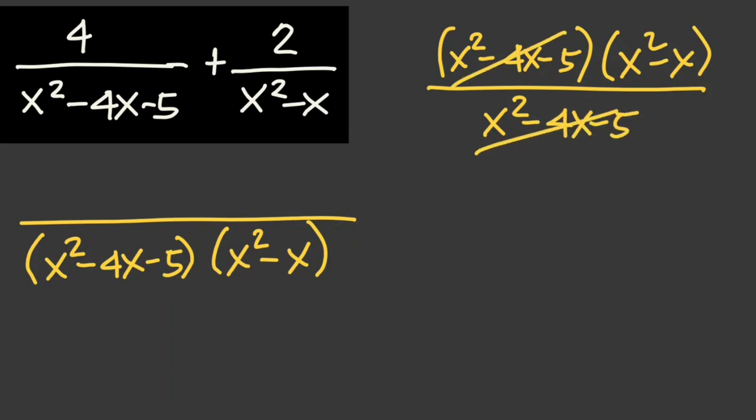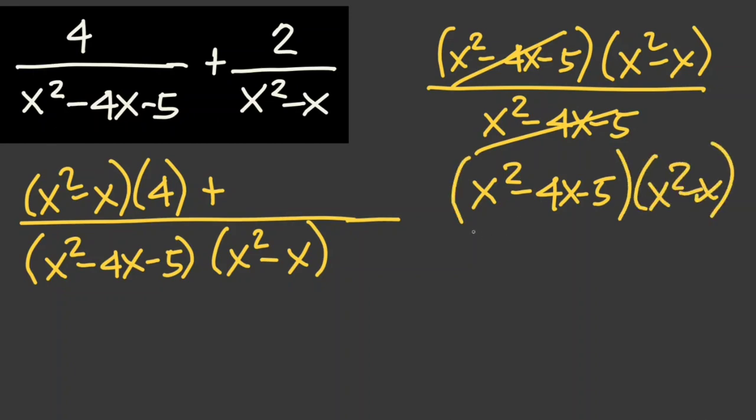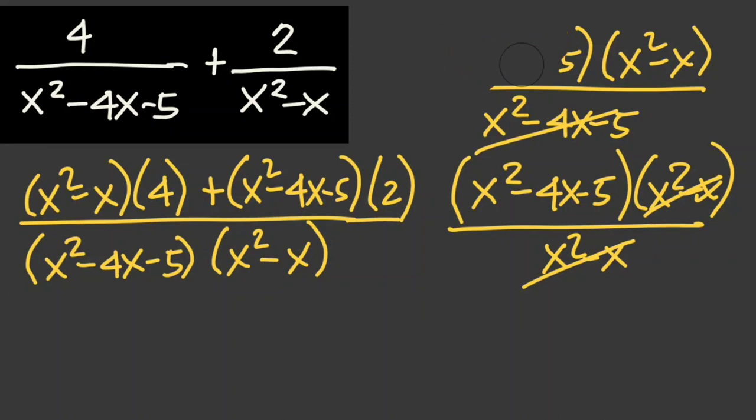So this cancels out, and we're left with x squared minus x times our numerator, which is 4, and then we just copy the operator sign, which is plus. And then we do the same thing with the second expression. That is x squared minus 4x minus 5 times x squared minus x divided by x squared minus x. So this cancels out, and we are left with x squared minus 4x minus 5 times the numerator, which is 2.